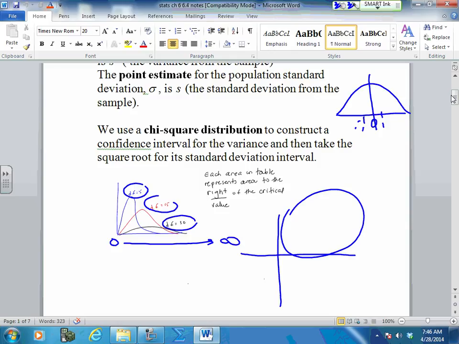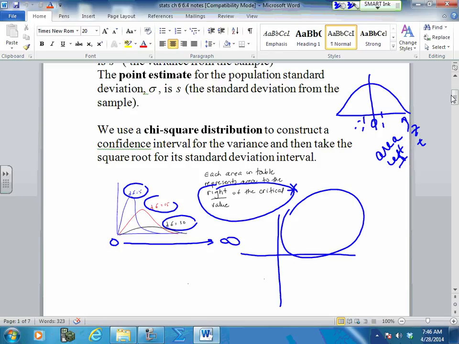And, not to confuse you even more, but when we did your z-scores and your t-scores, your area was always to the left of your z-scores and your t-scores. Your chi-square is different. Your area is to the right of the critical value. It's to the right. Now, I forgot to print you out a copy of the table, and I will do it today.